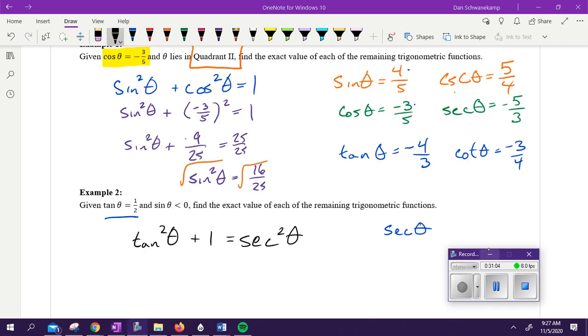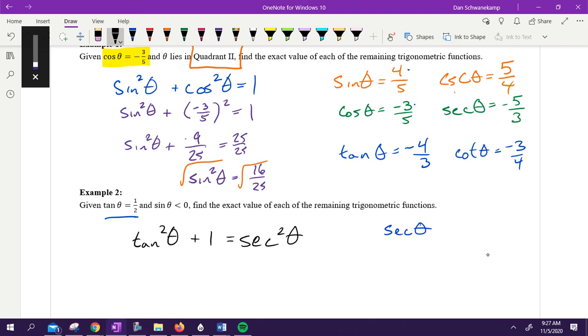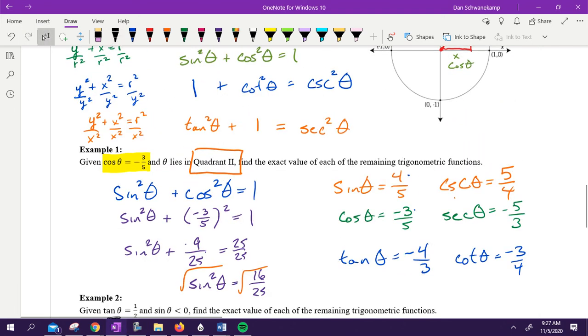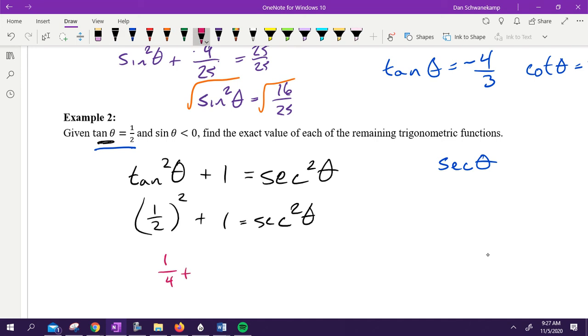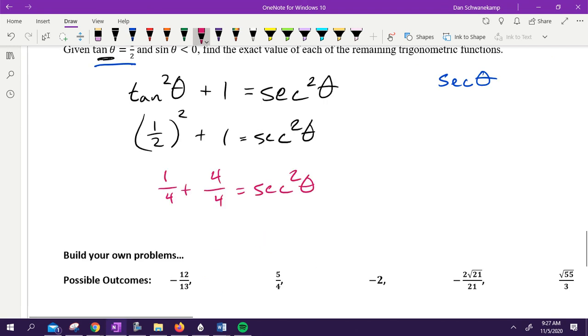Here we go. So we decided which trig function we started with. Since it had tangent in it, we picked the identity that had tangent. Again, to figure out tangent, all you would have to do is divide by x squared with everything, and it figures out what I want. I plug in tangent, it's 1/2 squared plus 1 equals secant squared. What is 1/2 squared going to get me? 1/4, because I'm squaring the 1, I'm squaring the 2. Since I'm adding to something with 1/4, I'm going to make 1 into 4/4. The secant squared theta: add these two together, so 1/4 plus 4/4, 5/4.